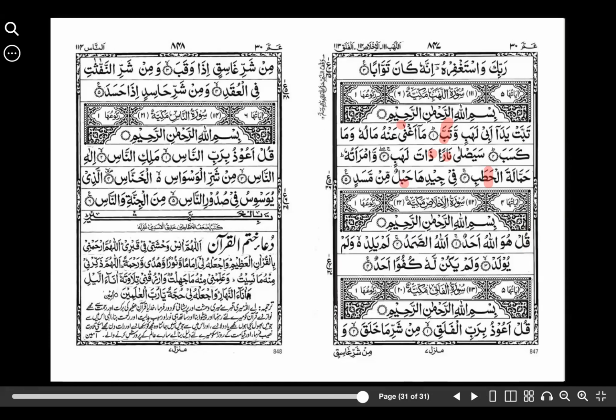Okay, Tabbat Yada Abi Lahabin wa Tab. We did it last week on stopping. If the last letter has a shadda, we have to emphasize the shadda and put extra sound in it. So instead of saying watab like a qalqala, we have to say watabb. Ma aghna. I put a red dot there because you missed it. If you want to write these in the Quran, it would be very good because we can concentrate on those mistakes and try to fix them. Ma aghna, you missed this stretching.